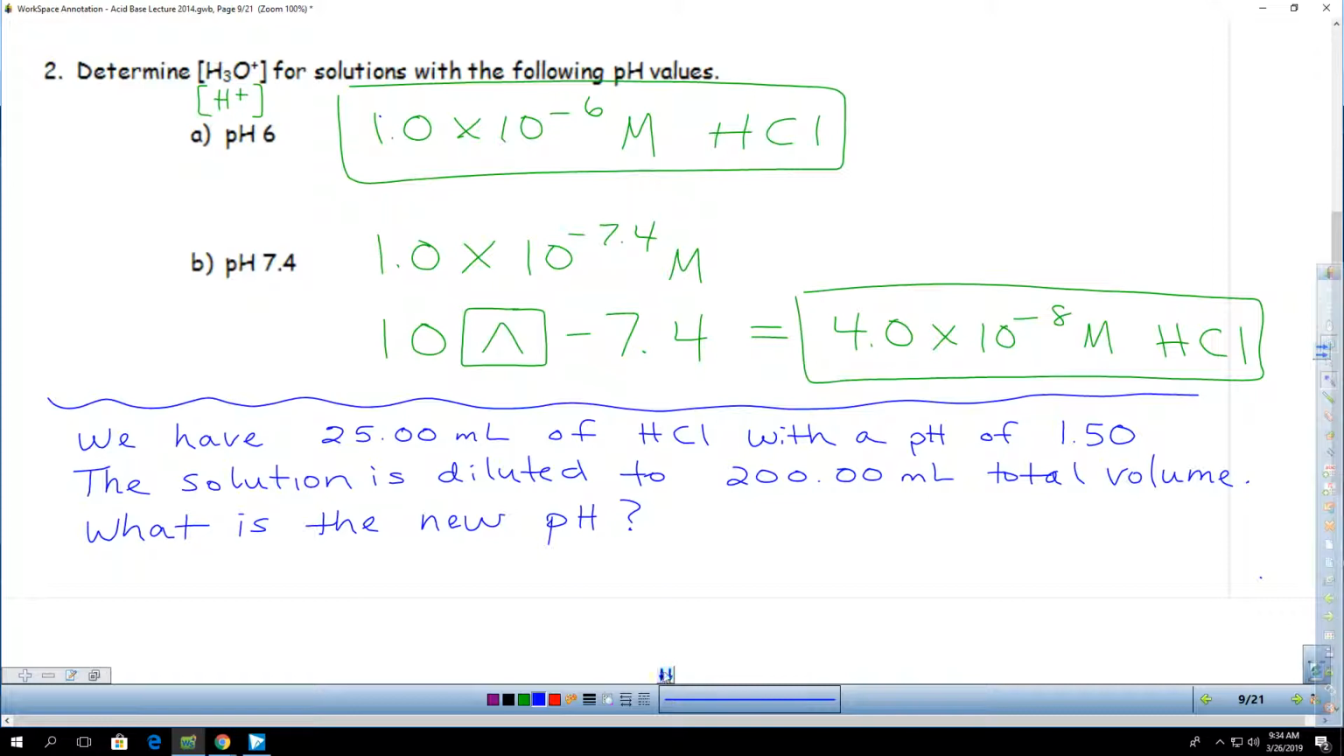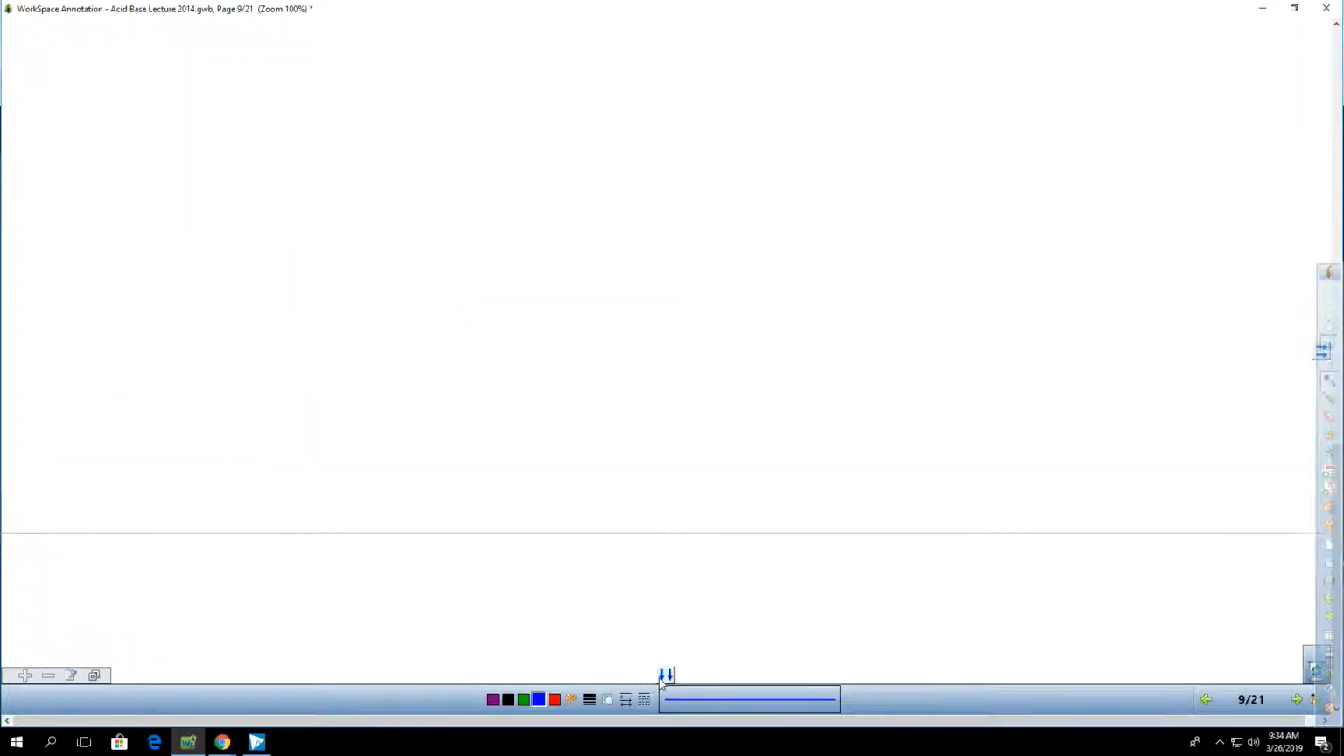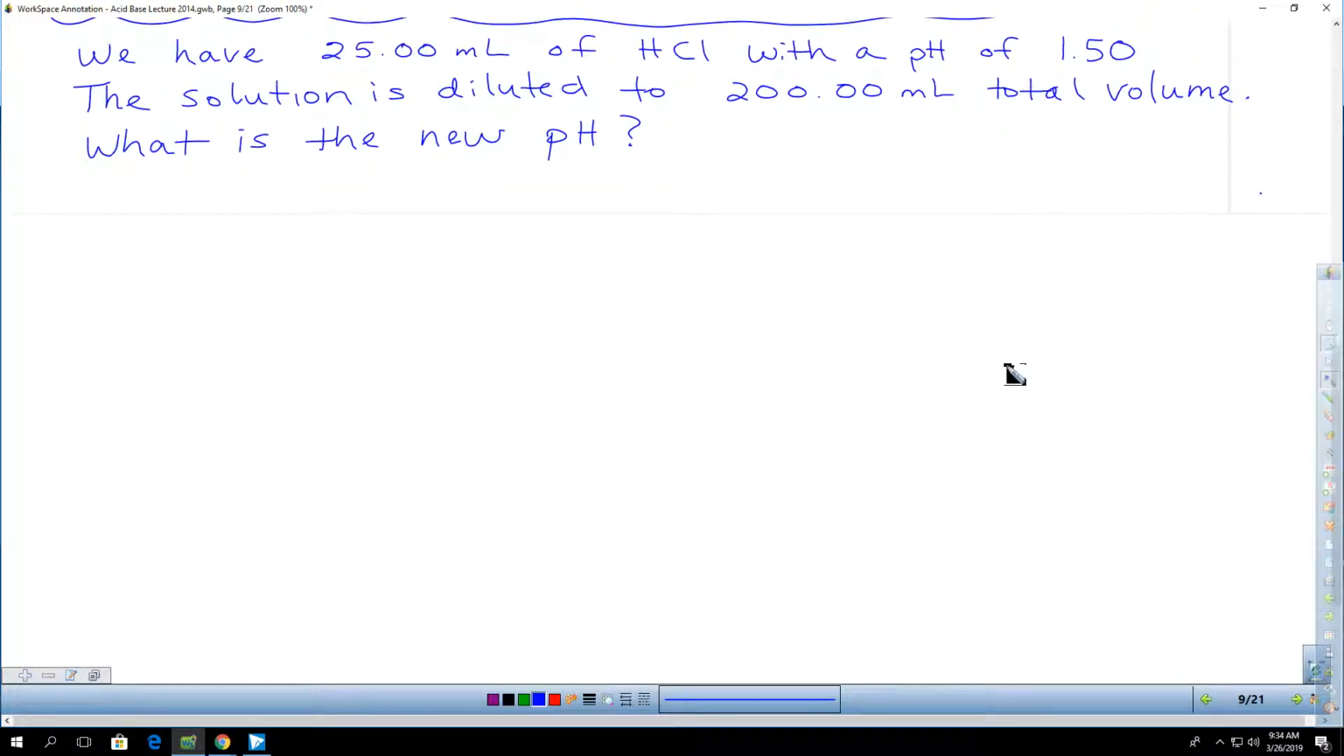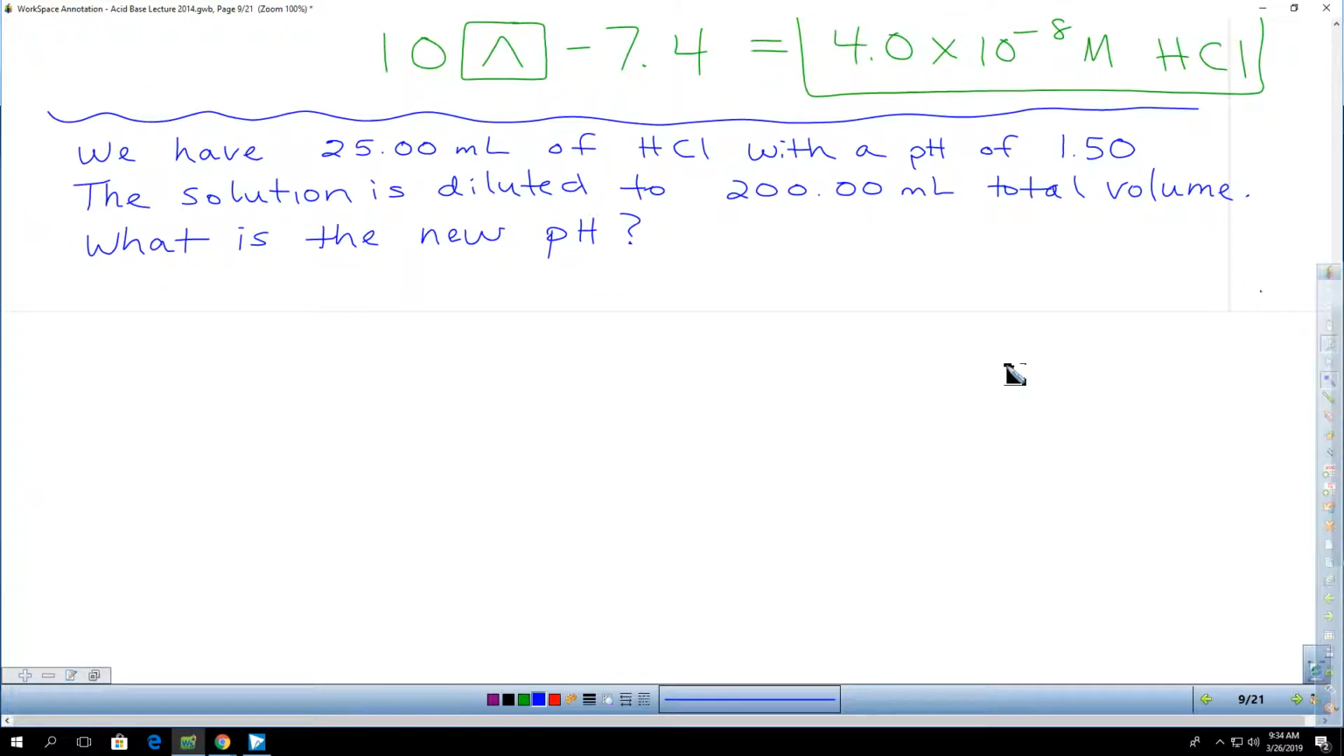Eventually, I want to do something that's going to look like this. Eventually, I want to do that dilution equation, that M1V1 equals M2V2. And we know a few things. I do not know the original molarity. I have the original volume, 25. Oh, I don't have the final molarity either. But I do know the final volume. Let's say it's diluted to 200 milliliters total volume.